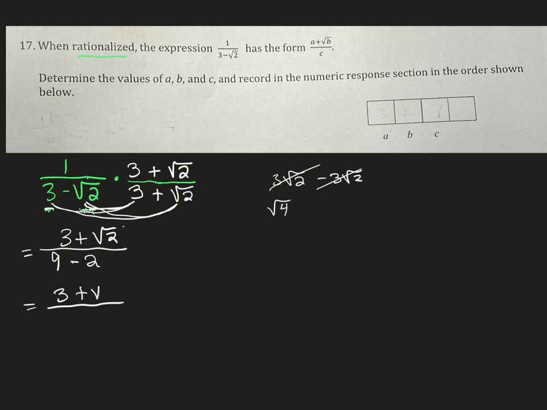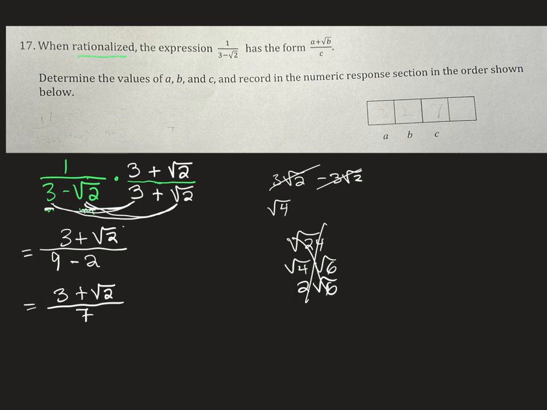So numerator pretty much stays the same. I mean, we'd want to look at that radical, that square root of 2. Now, 2 is a pretty small number, so no simplifying necessary. But if we could, like if it was root 24, we'd break it down into root 4, root 6, and then 2 root 6. But we do not have that. On the bottom, 9 minus 2 is 7.